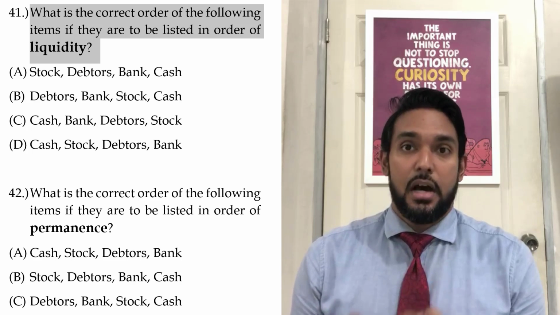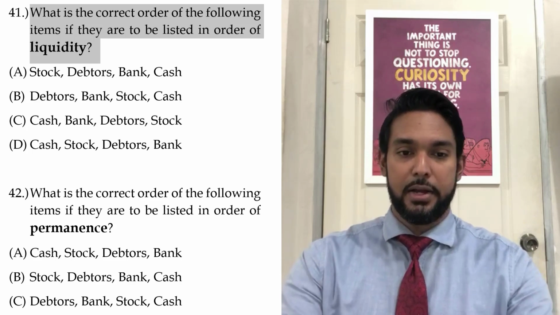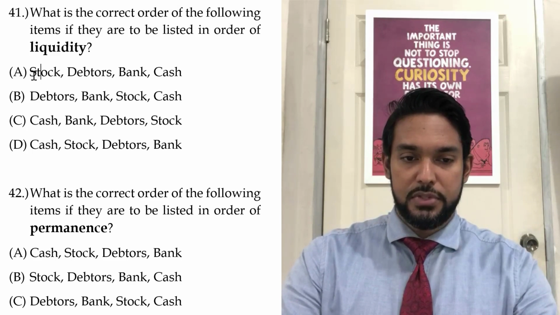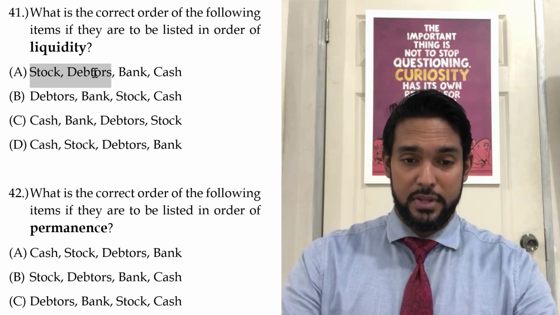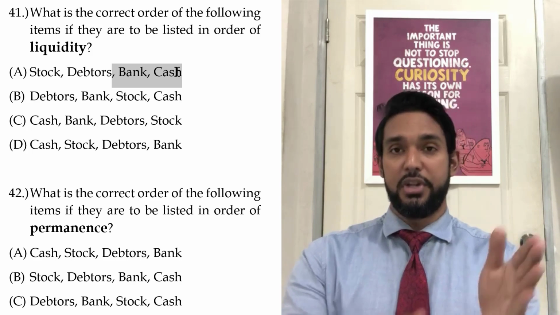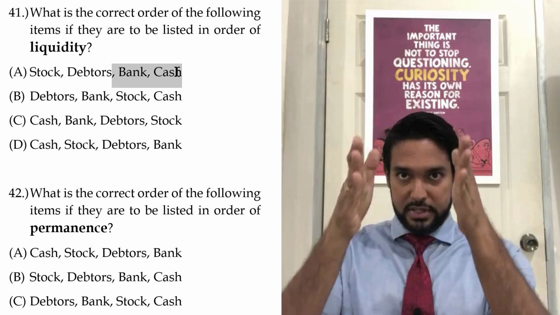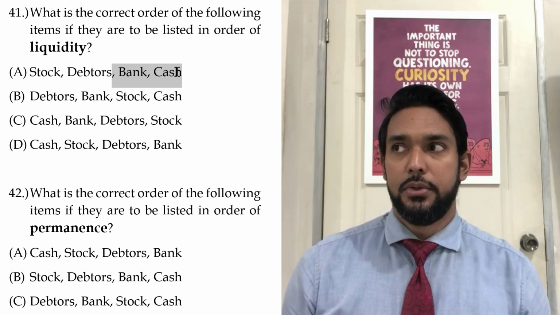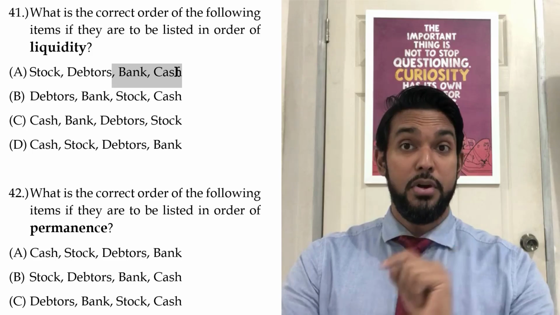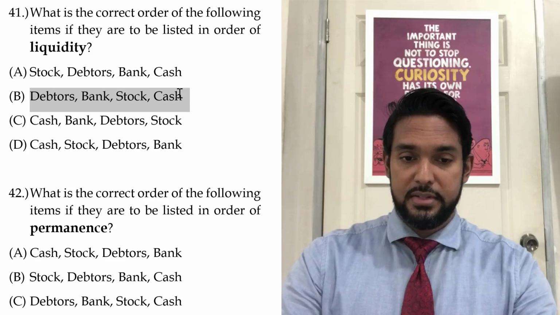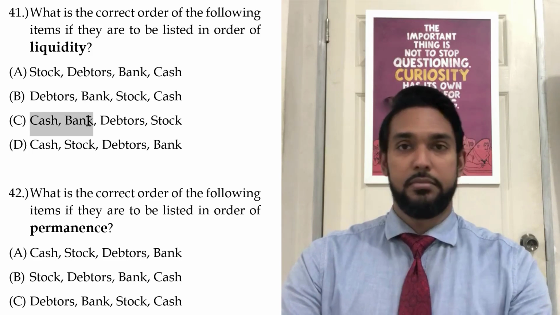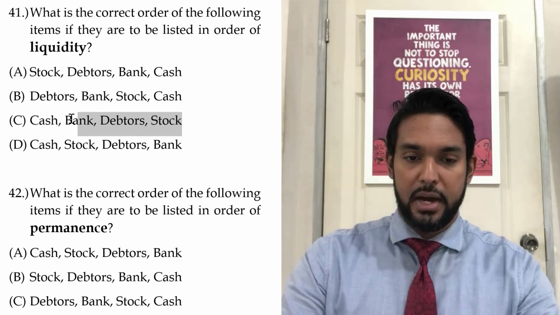All right, so if what we're looking for is the correct listing in order of liquidity, the list needs to start with cash and then go to cash at bank. So here we have stock first, no, then debtors, then bank, then cash. Well, that's the order you would see it in the balance sheet: stock, debtors, bank, and cash. So that's not the order. That's in order of permanence. Then debtors, no, look, here we go, cash, then bank. There you go. That's our answer right there: cash, bank, debtors, and stock.